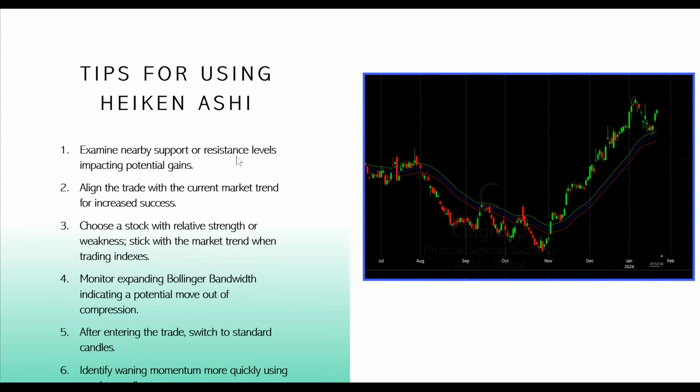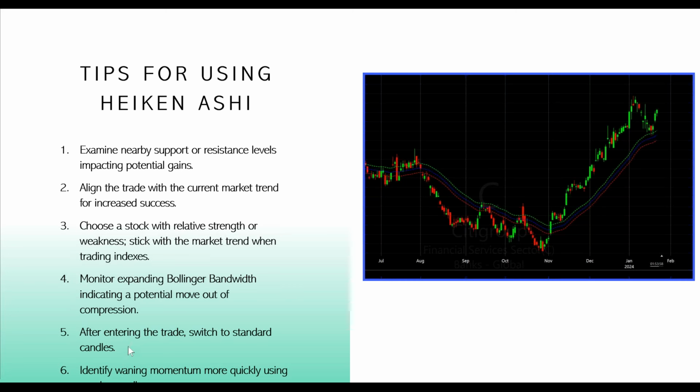Again, you want to examine support and resistance levels. This is just technical information. If you're in a trade, you obviously got to know where your next resistance level is, so you can start to get out before it gets through there or gets to it. And again, aligned with the market trend. Okay, this covers pretty much what we just talked about here.